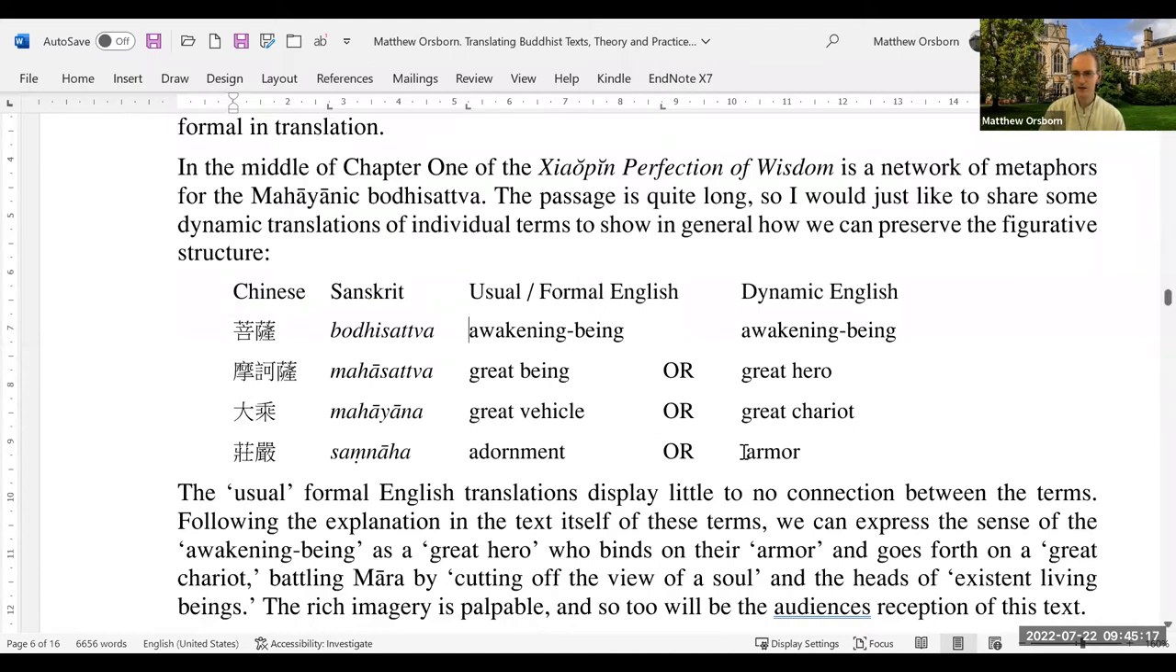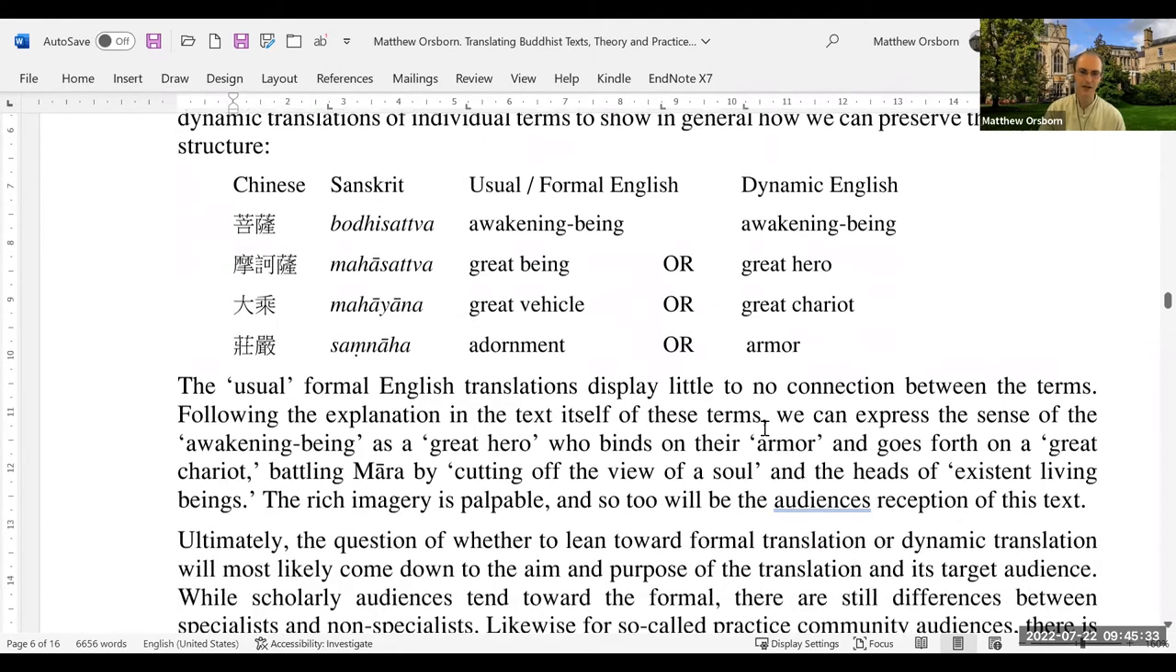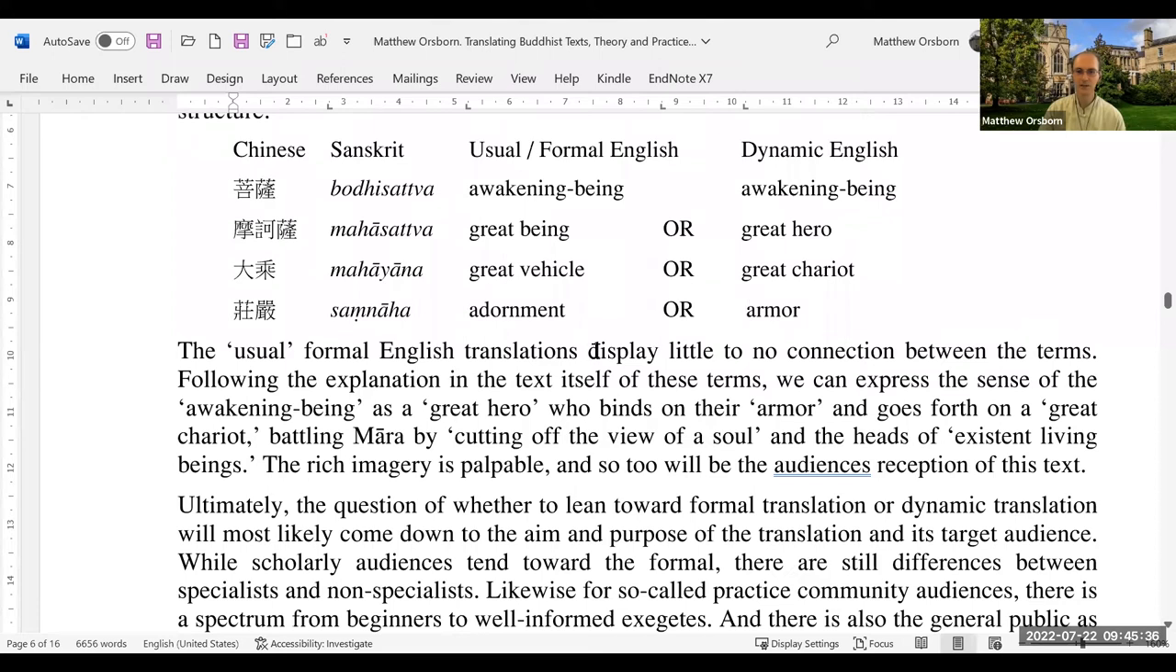In my translation, I've translated quite differently. I have an awakening being, a great hero, great chariot, and armor. And this is actually based on what the text itself is saying. This is not interpretive. This is entirely what the text is saying. Now, the usual formal English translations display little or no connection between the terms. So what's the connection between these? It's not much. But following the explanation of the text itself of these terms, we can express the sense of the awakening being as a great hero or a great warrior who binds on their armor and goes forth on a great chariot, battling Mara by cutting off the view of a soul and cutting off the heads of existent living beings.